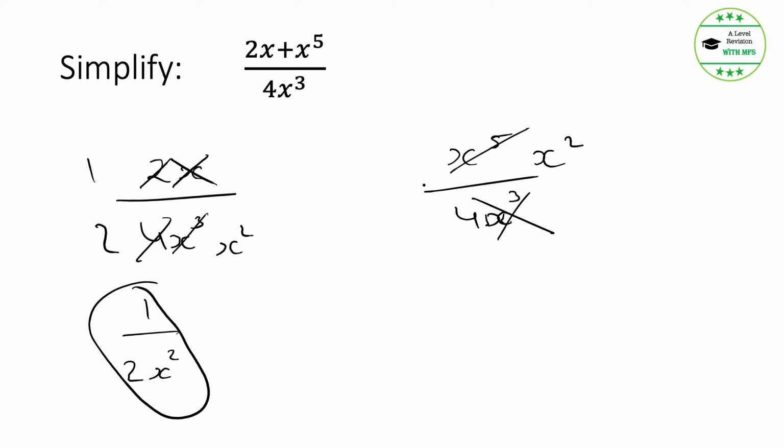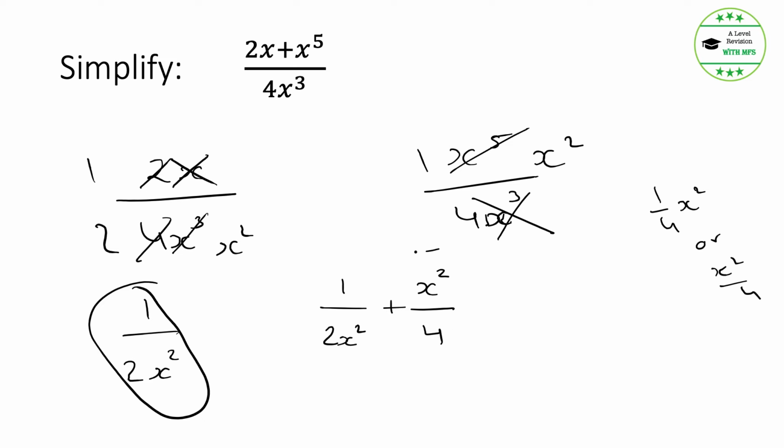Okay, and numbers, we have an invisible 1 here because that's just how it is. We have x to the power of 5. How many times? We have it 1 time. And 1/4 can't be simplified any further. So you could have a quarter x squared, or you could have had x squared over 4. Either, it doesn't really matter. So combining them together, we're adding, so it's going to be a half x squared add x squared over 4. Okay, and that's what our answer would be.